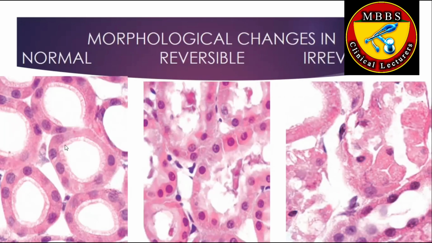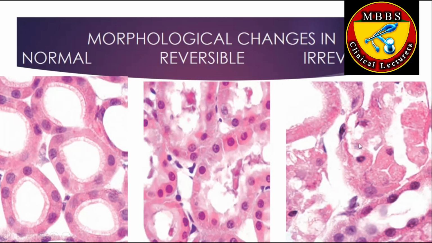Now this first picture on the left-hand side shows the normal epithelial cells, while the second picture shows the surface blebs, increased eosinophilia of the cytoplasm, and the swelling of the cells due to the ischemic injury. So in this picture we can see the blebs, we can see the eosinophilia, and we can see the swelling of the cells due to the injury, and all these changes are reversible.